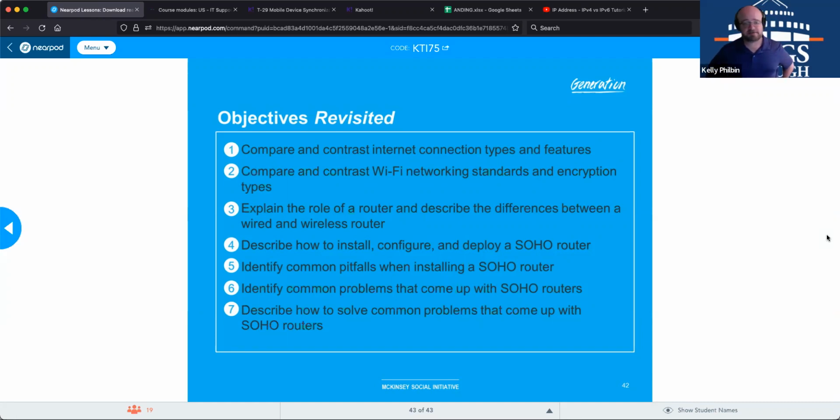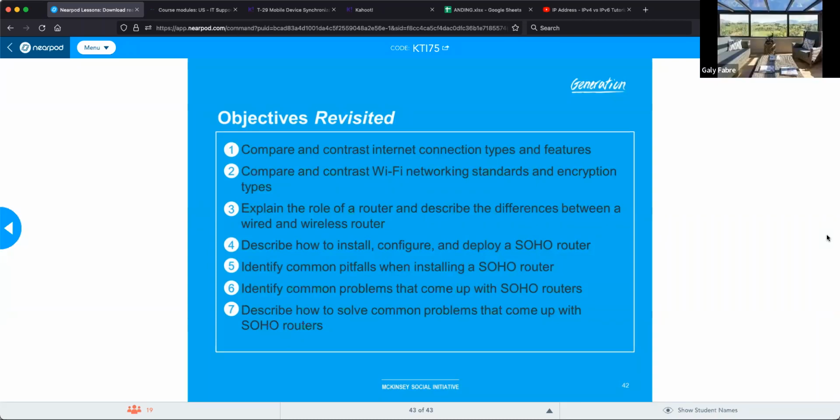What's our homework tonight? Check our router. Figure out routers. Configure our routers. Make sure we're not using the generic sign-in and password, right?